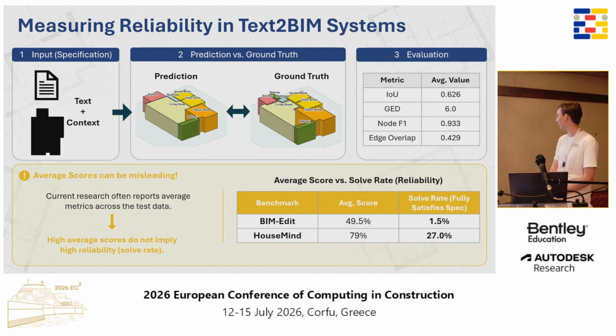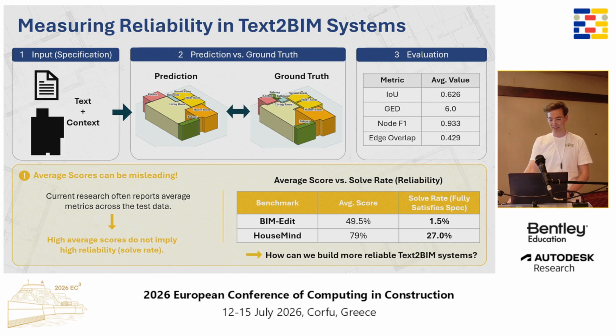If we actually have a look at how often all the requirements that we put into the system are correct, the number is much smaller. For example, just 1.5%. So this means that there's still a gap in the reliability of current text-to-BIM systems.